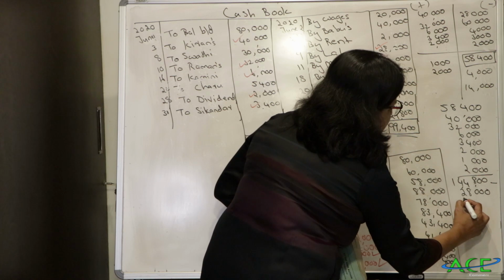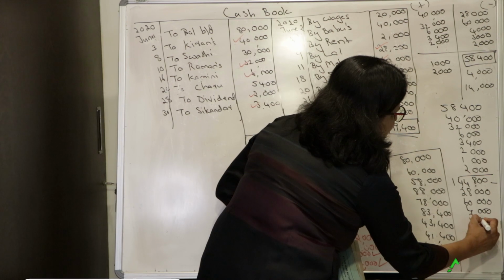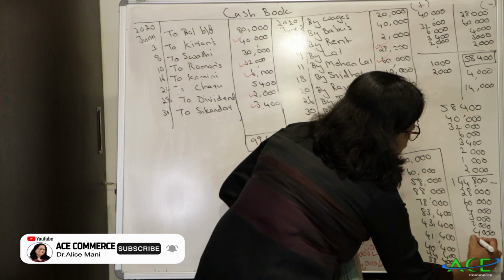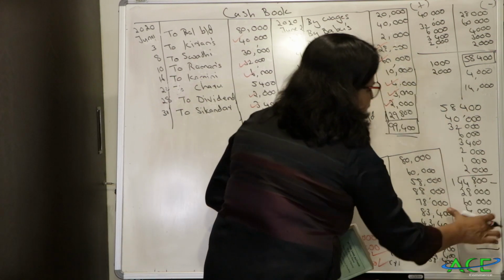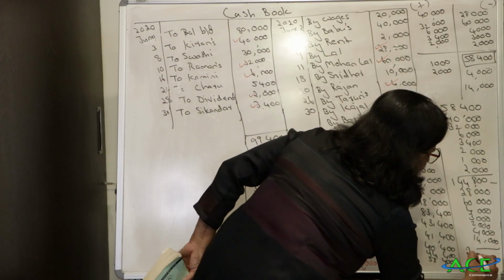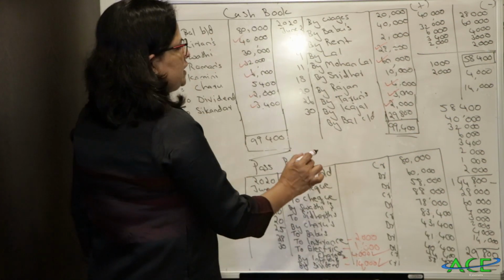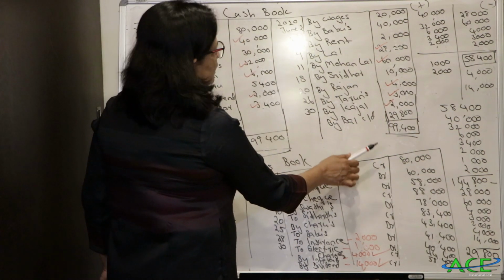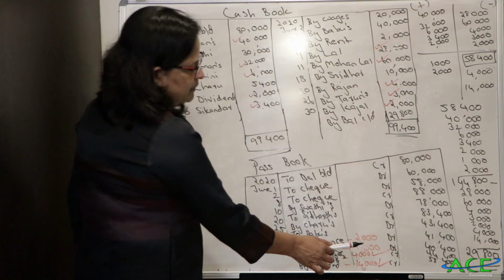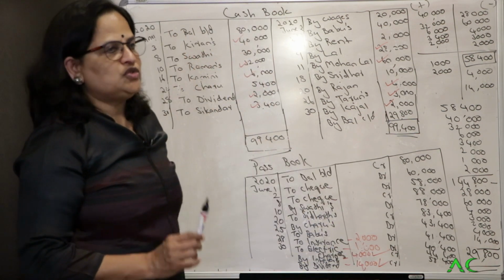28,000, 60,000, 4,000, 3,000, 2,000, 4,000, 14,000. So from this you reduce these values, then you will get 29,800. So this is the 29,800. We started with the balance in the cash book 58,400, and we arrived at the passbook balance 29,800.